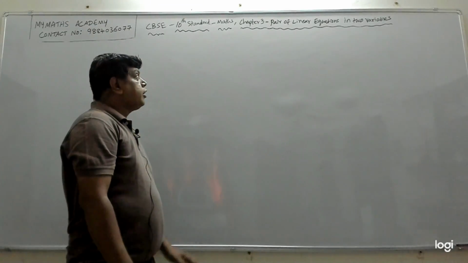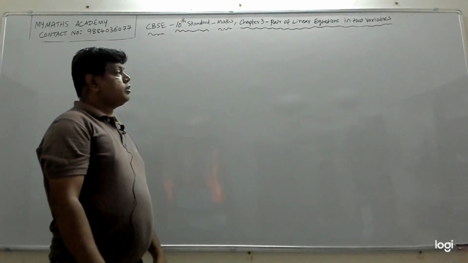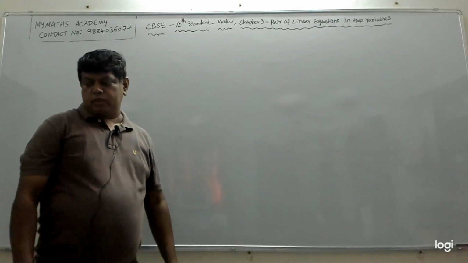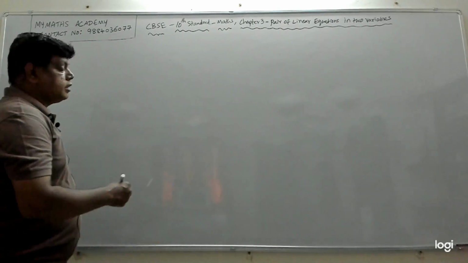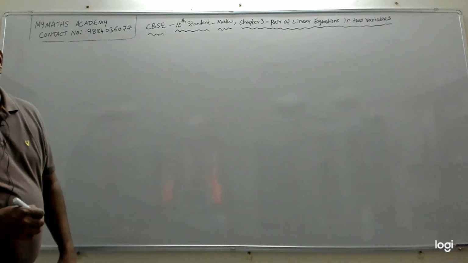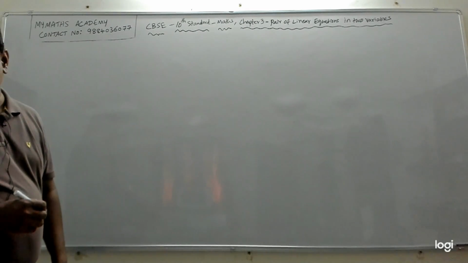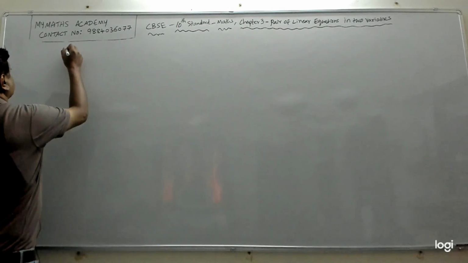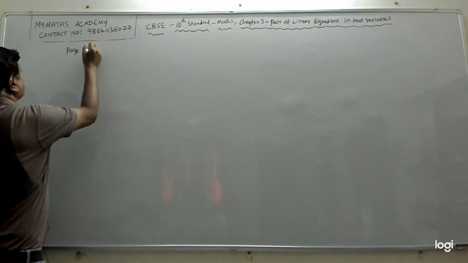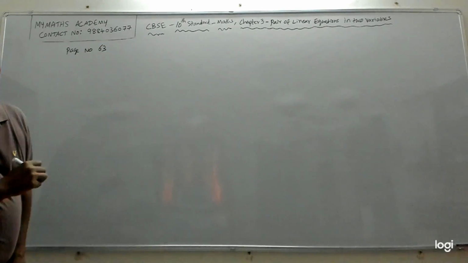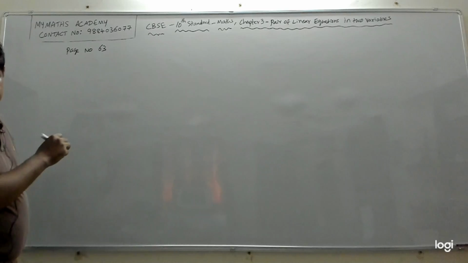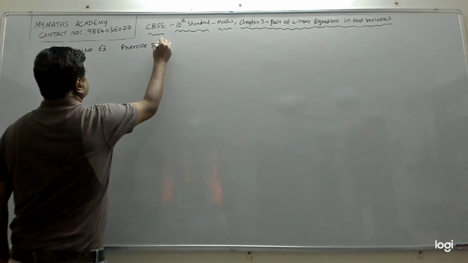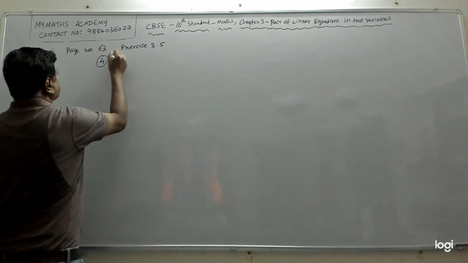In this video, we'll continue with the chapter pair of linear equations in two variables from 10th standard CBSE mathematics. So we will continue with exercise 3.5 and problem number 4, fifth sub problem in page number 63 of your textbook. So page number 63 and exercise 3.5, fourth problem, fifth sub problem.